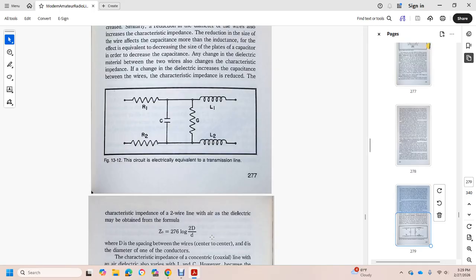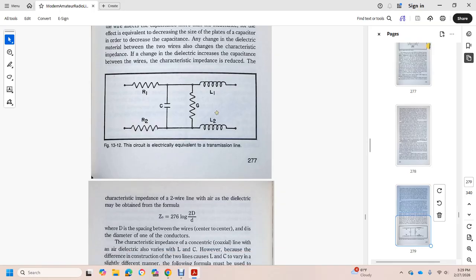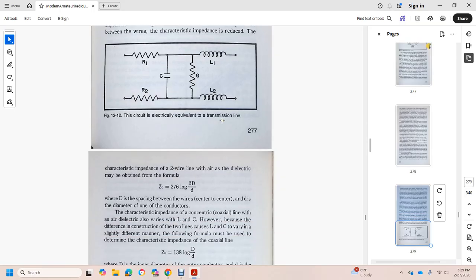The characteristic impedance of the two-wire line with air dielectric may be obtained with the formula: impedance equals 270 over the logarithm of 2D over d, where capital D is the distance between the wire centers, center to center, and d is the diameter of one conductor.